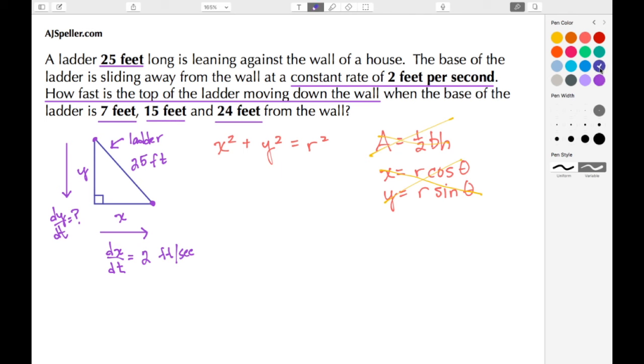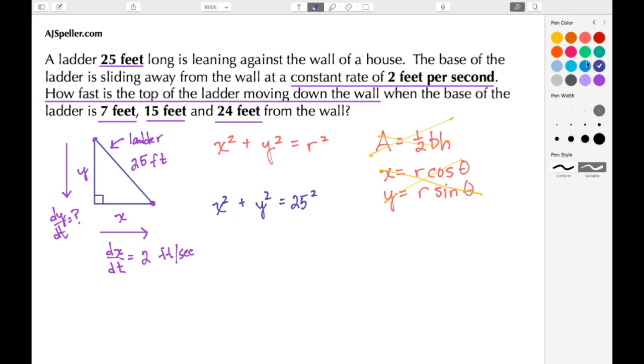So now if we were to rewrite this equation, we end up with x squared plus y squared is equal to r squared. Well, in this problem, r is 25, so here we have 25 squared. So what I want to do now is use implicit differentiation on this equation, and take the derivative with respect to time.